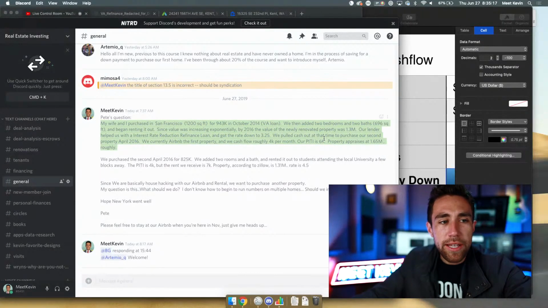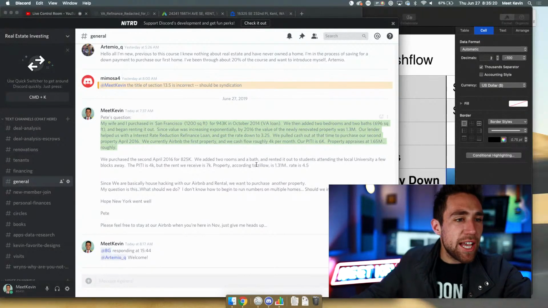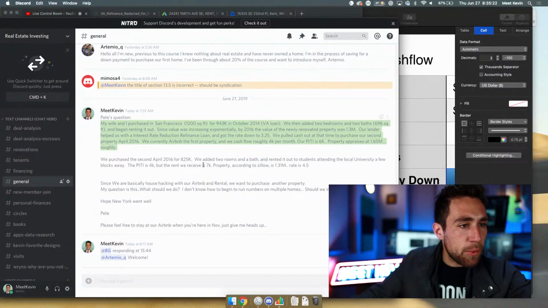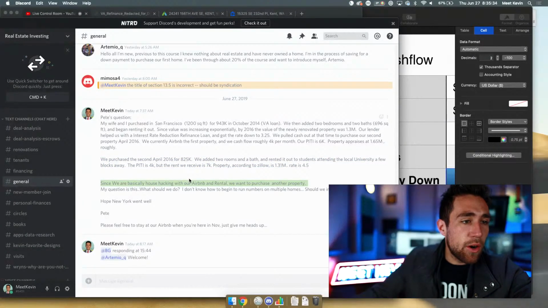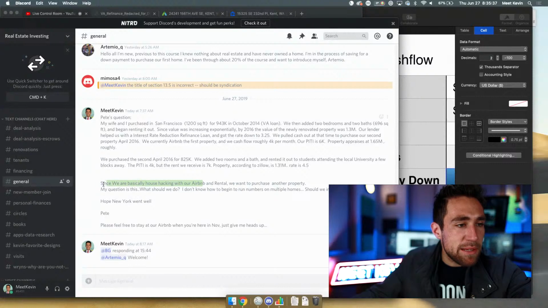I'm assuming you live in this one, because over here you say you bought this other property, and here you have your second property for $825. You added 2 bedrooms and a bath. You rent it out to students. PITI is 4K, but you receive 7K in rents. Great. So basically, we're house hacking with our Airbnb. Okay, so you live in the place that has the Airbnb in the back. Great. And your rental. We want to purchase another property. The question is, what should we do?